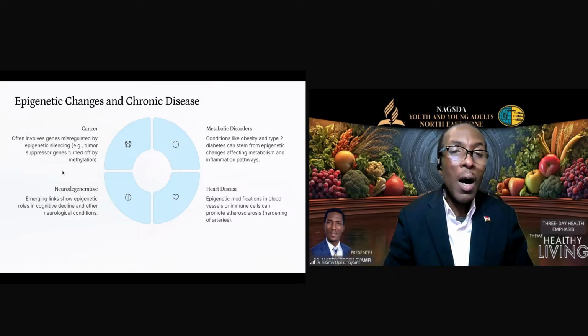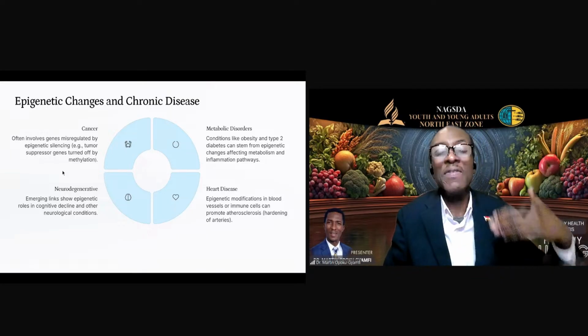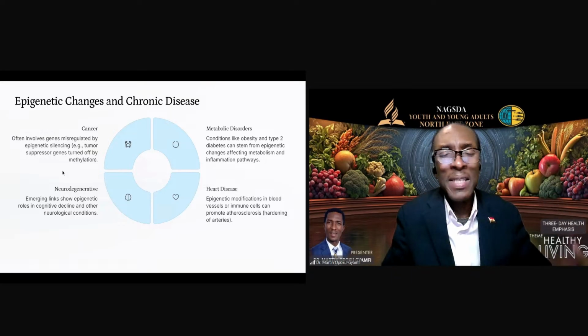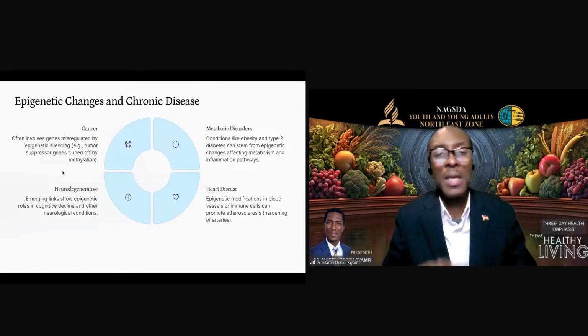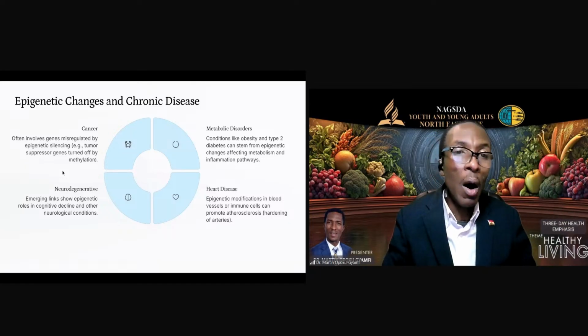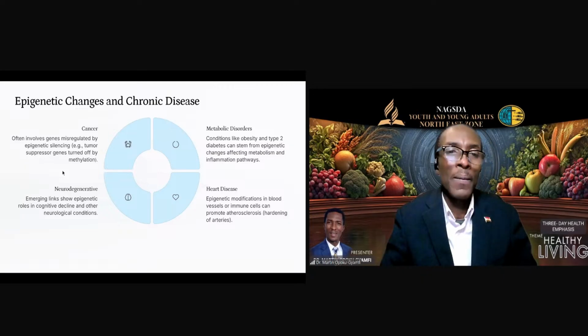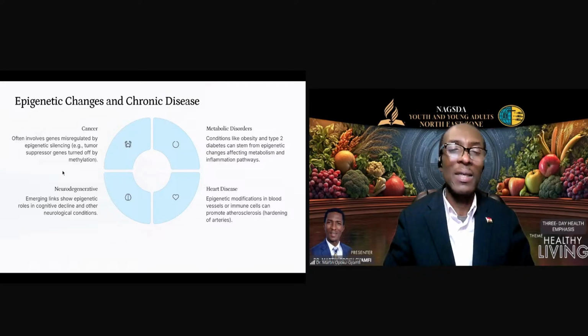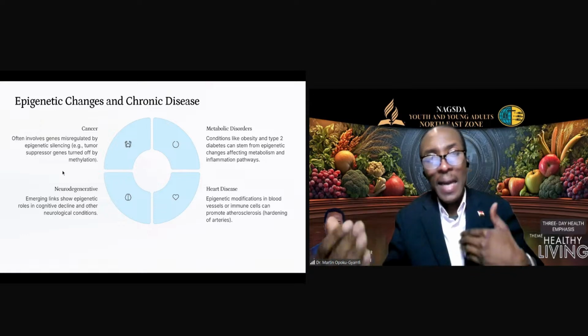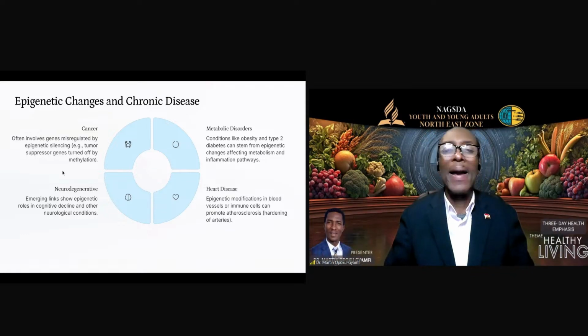Neurodegenerative diseases, all different types of neurological conditions that we are seeing now, cognitive decline, a lot of Alzheimer's disease and a lot of these memory problems. Research has shown that there are links being discovered which are linked to epigenetic factors. So cognitive decline and all these, they are epigenetic. So epigenetics is involved in the modern chronic disease epidemic.